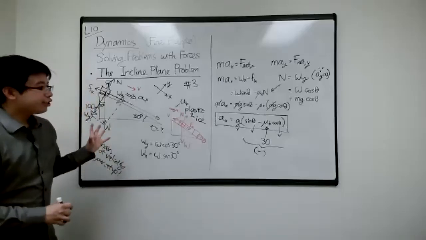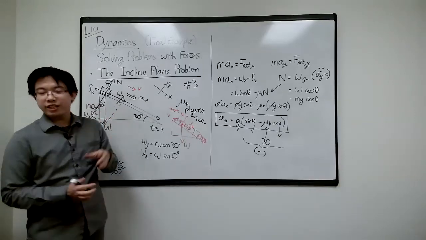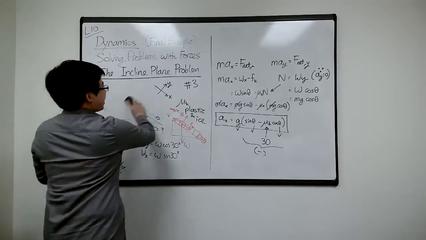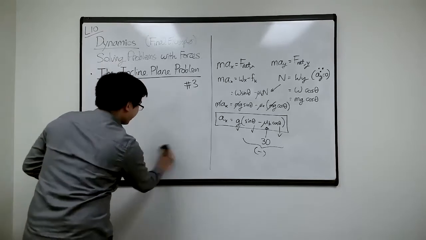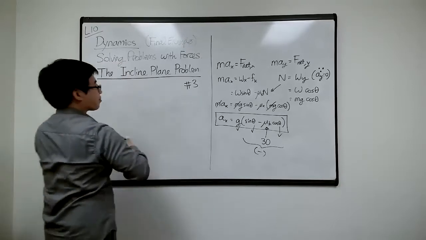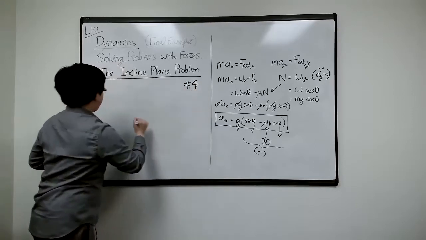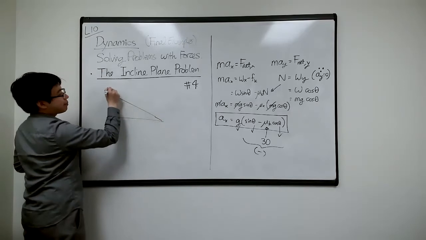Okay, so to drill home really the importance of which way you put the friction, let's do one last example about the inclined plane. So I'll call that example number 4. And we'll involve 2 masses this time. Okay, so we'll have example number 4. And we will not only have an inclined plane, but we'll add a pulley.